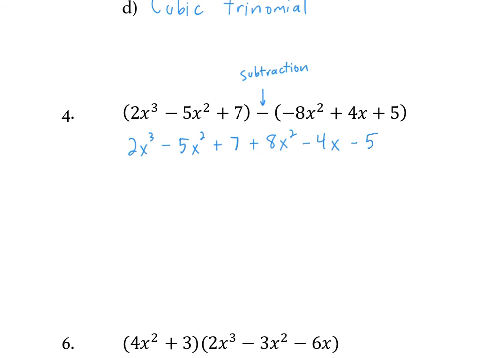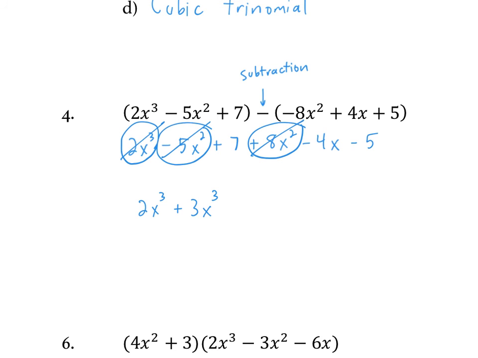Okay, and then now it kind of becomes the same problem as the last one. And so you can just combine like terms. So you have a cubic, and you just have one of those. Okay, you have these 2 squared terms, minus 5x squared and plus 8x squared. Those become 3x squared. Okay, you only have one term with x, so we'll just rewrite it. And then these two terms, 7 minus 5 is 2.